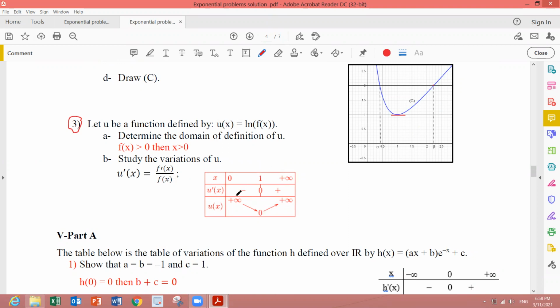The limit at 0 gives u equal limit of ln at 0, which is plus infinity. Ln of plus infinity is plus infinity. At plus infinity, the limit of f x is plus infinity. Ln plus infinity is plus infinity.